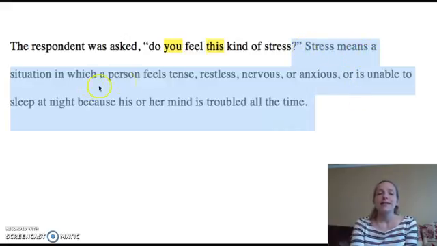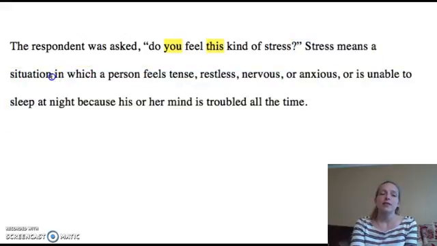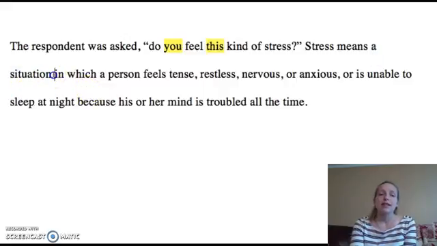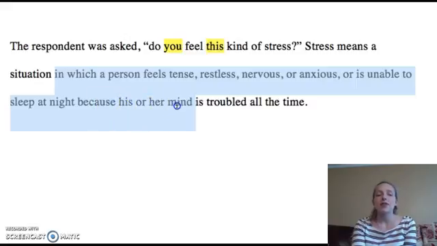Stress means a situation. A situation. This noun is singular, and it's definitely not alive. The rest of the sentence tells us more about this situation. The situation in which a person feels tense, restless, nervous, or anxious, or is unable to sleep at night because his or her mind is troubled all the time.